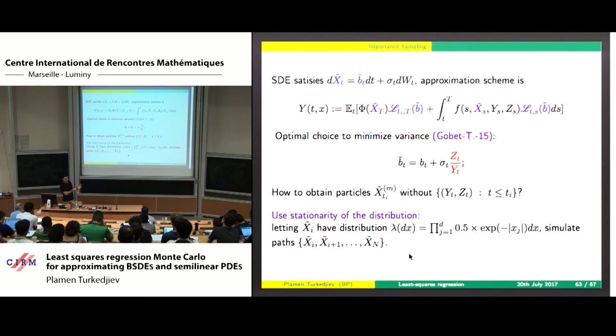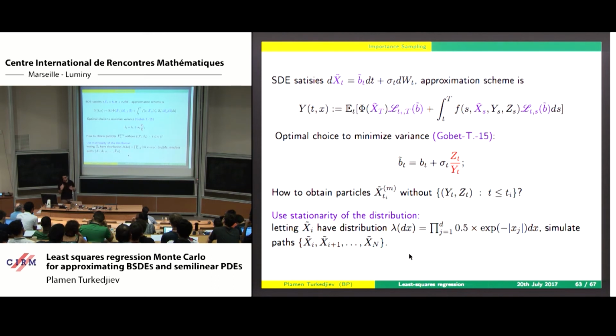So the only problem with that is, of course, we simulate x going forwards in time. Now what we're saying is to simulate x, we need a drift that depends on z and y. Well, z and y are computed backwards in time. So we're actually left with a big gap in the time interval where we wouldn't be able to simulate from time 0.